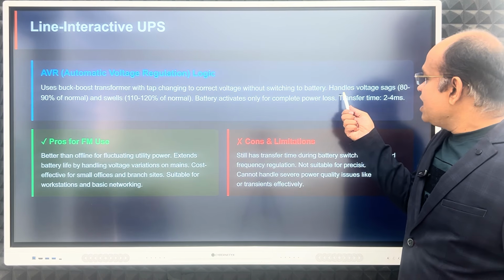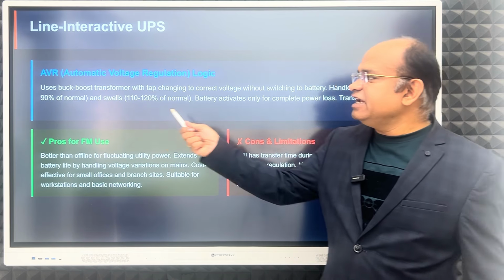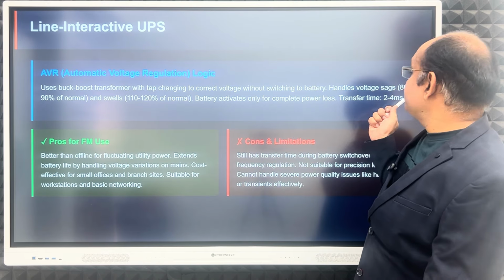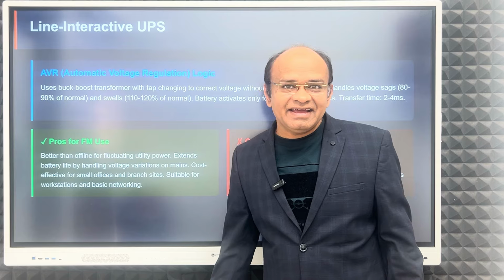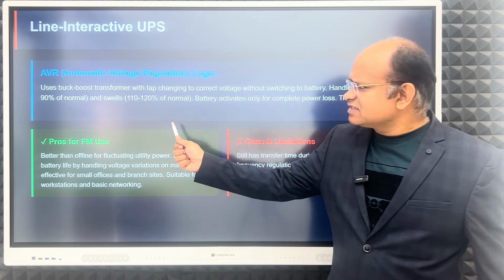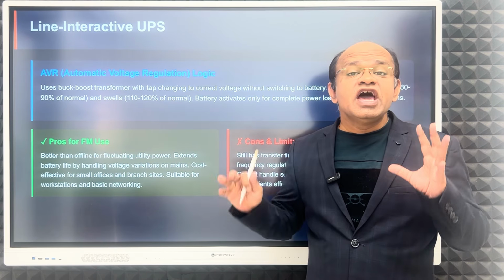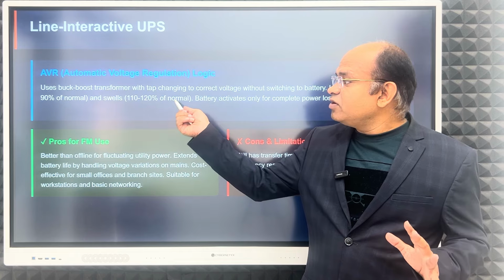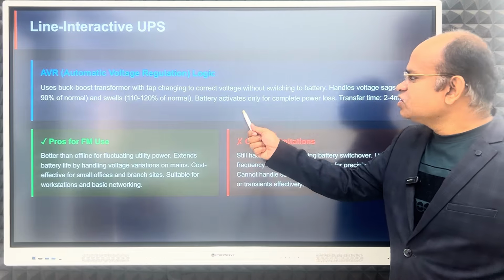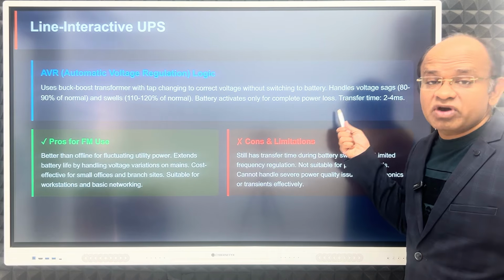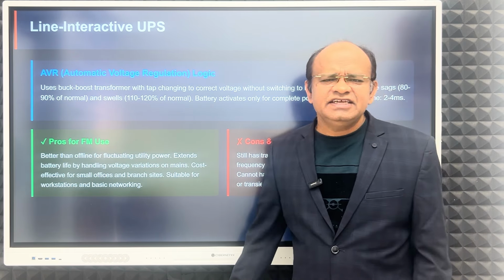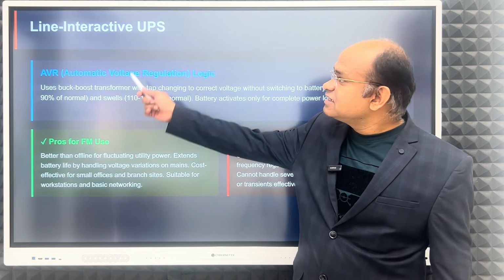So it handles voltage sags of 80 to 90% of normal. If it goes lower than 80%, then it becomes difficult for the AVR to adjust. And swells of 110 to 120% of nominal, normal voltage. Beyond that, it cannot adjust. It has some range. So battery activates only for complete power loss, not during normal time. Transfer time is 2 to 4 milliseconds. See, transfer time is less in this type of UPS.